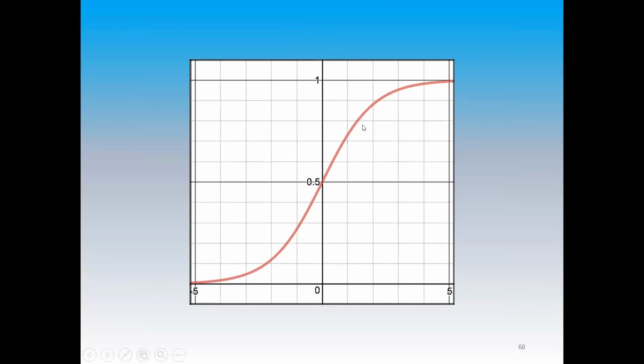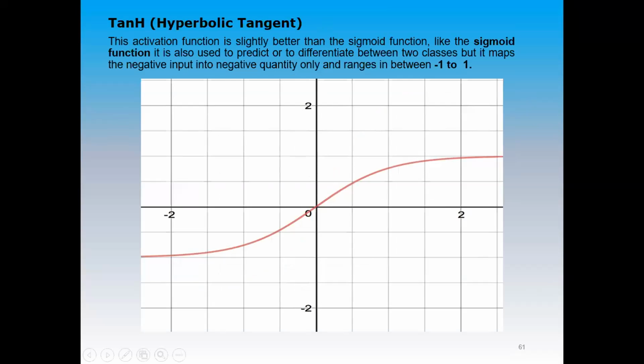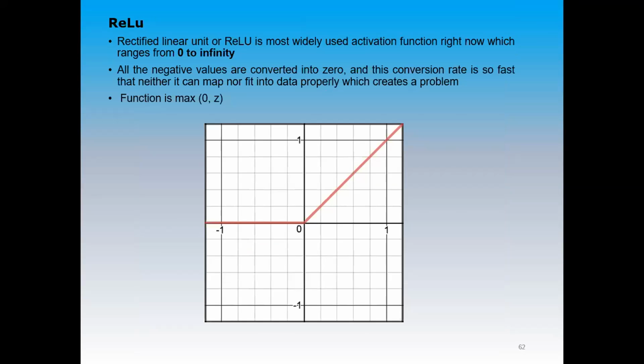Now in tanh, what they do is they try to bring in the negative values, from -1 to +1. So it follows what is called a hyperbolic tangent value, where it differentiates between two classes, the positive as well as the negative quantity. So the concept of vanishing gradient, I think, is somewhat avoided in tanh. Then there is rectified linear, ReLU.